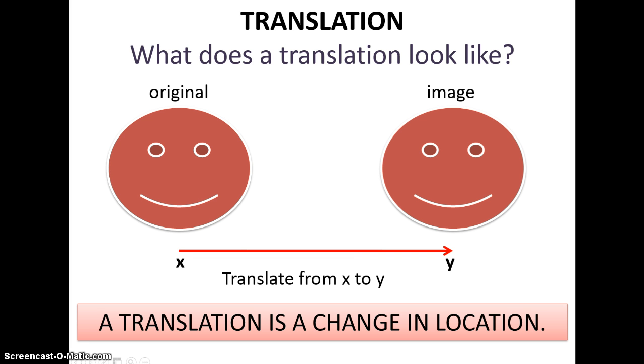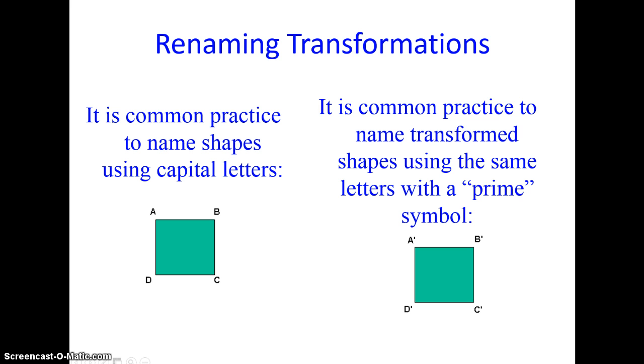And some assignments, they won't tell you which is which. They'll just give you that little prime mark, and expect you to know it's marked with one dash. That means it's the image. Speaking of, it is common practice to name shapes using capital letters. It is common practice to name transformed shapes using the same letters with a prime symbol, and that's what we were just talking about.